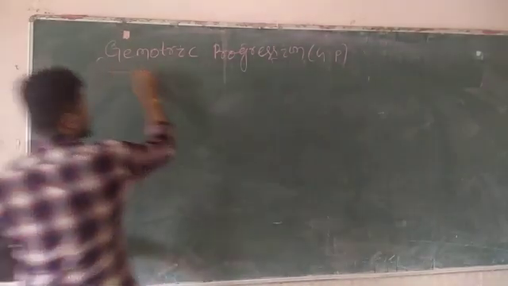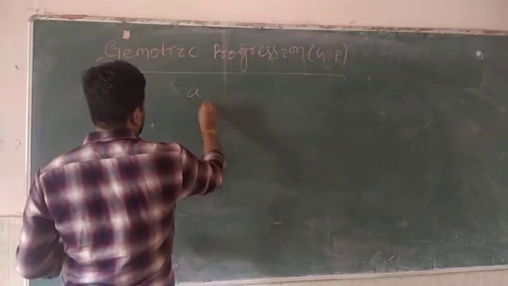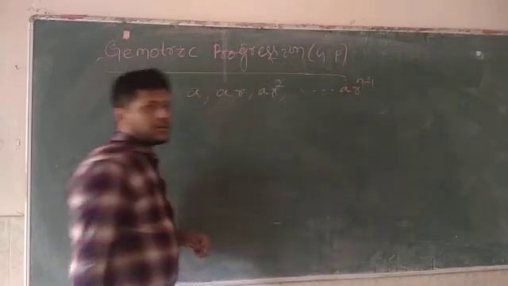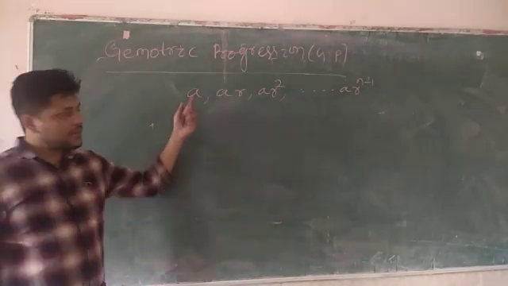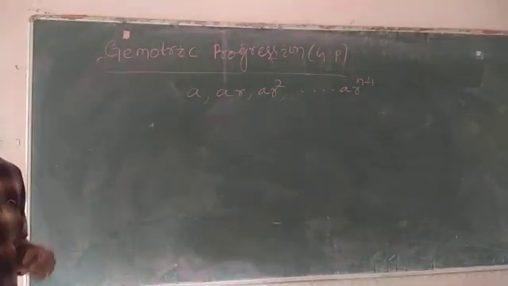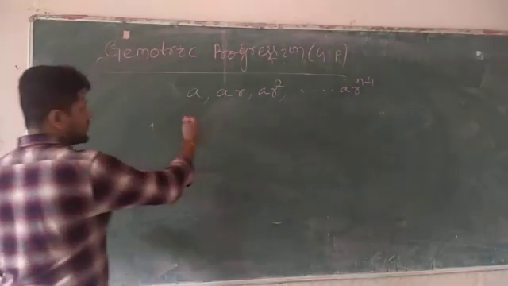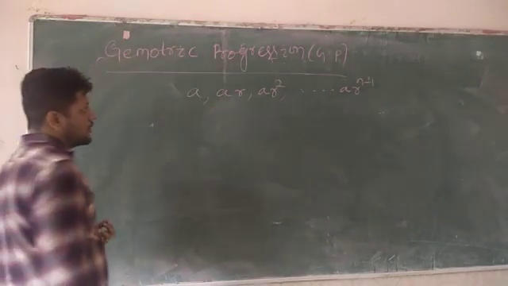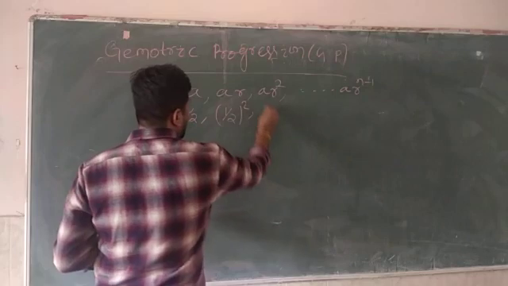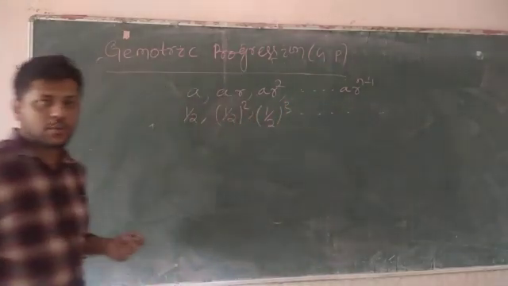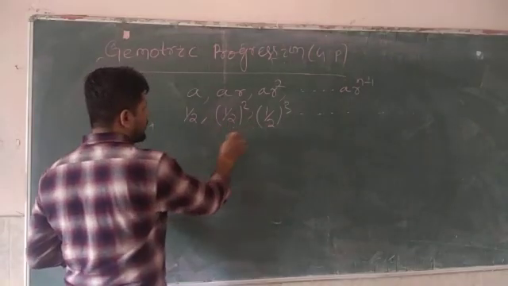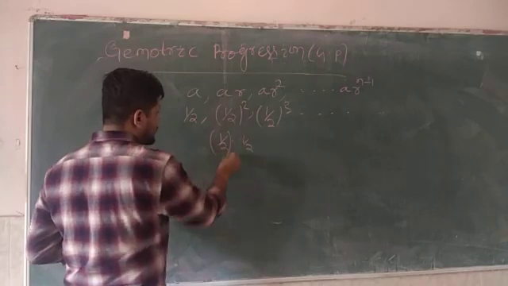GP, geometric progression. So here we have a, ar, ar square, up to ar to the power n minus 1. One thing you have noticed: the first term is a, and the common ratio r is multiplied with each succeeding term. If the series is like this, then it is an example of geometric progression. For example, 1 by 2 whole square, 1 by 2 whole cube, and so on. That series is in geometric progression, because this is your first term, and this is your common ratio.